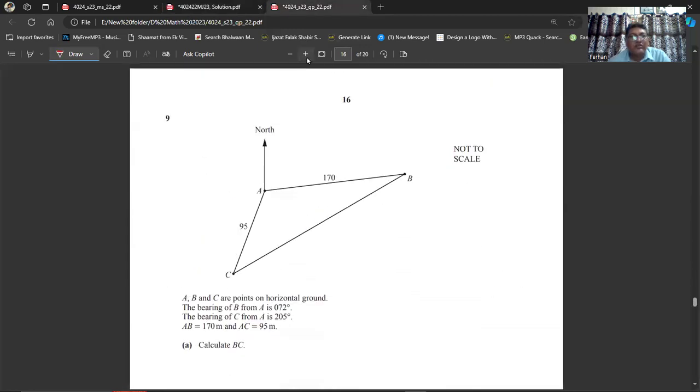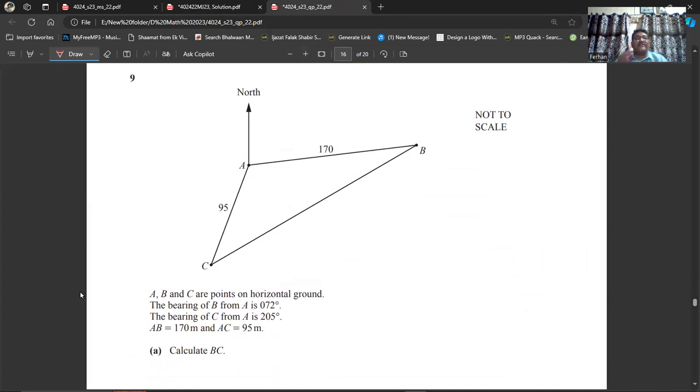So here we have question number 9, and question number 9 is: A, B, and C are points on a horizontal ground. The bearing of the B from A is 72 degrees. So this angle is how much? 72 degrees. And the bearing of the C from A is 205. So from 205, if you subtract this 72, you will be able to find the angle CAB. This is a very, very important work on the diagram.